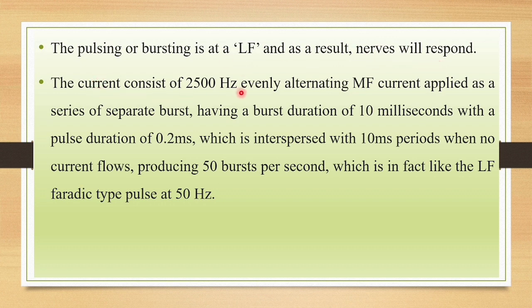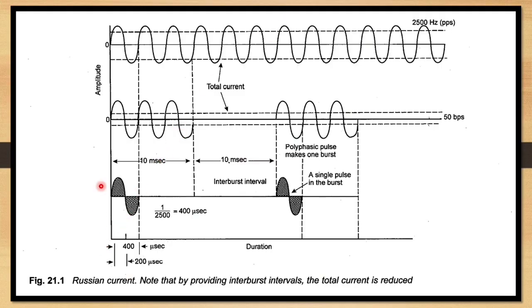The current consists of 2500 Hz evenly alternating medium frequency applied as a series of separate bursts having a burst duration of 10 milliseconds with a pulse duration of 0.2 milliseconds, which is interspersed with a 10 millisecond rest period when no current flows. It produces 50 bursts per second, which is in fact like the low frequency Faradic type pulse at 50 Hz. So this has a low frequency effect also, because of which the nerves respond to this sort of current. So this is the waveform diagram of the Russian current, which I will be explaining in the upcoming slides.